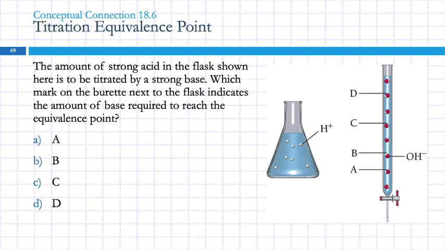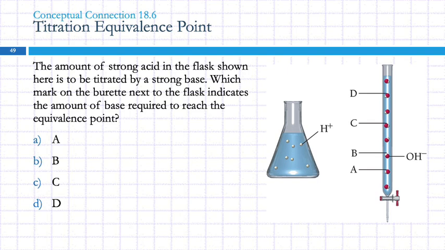And then here's just a sort of a conceptual question. So we have a strong acid in the flask, and the concentration is represented by the little circles. Those are the hydrogen ions. And we have a strong base in the burette, and that concentration is represented by the little hydroxide molecules here. So it's asking which mark on the burette indicates the amount of base required to reach the equivalence point.